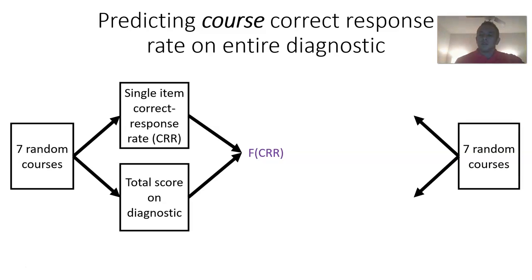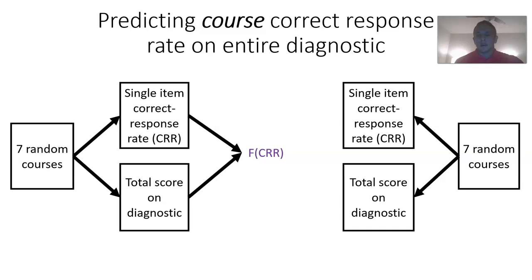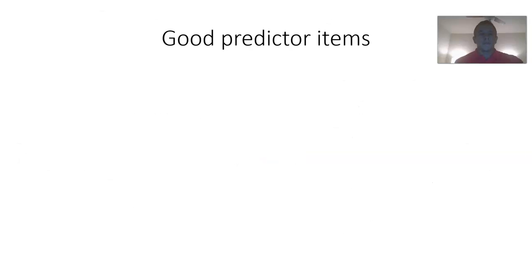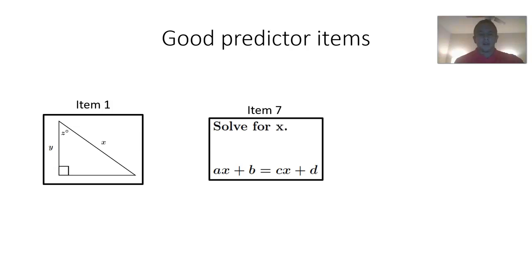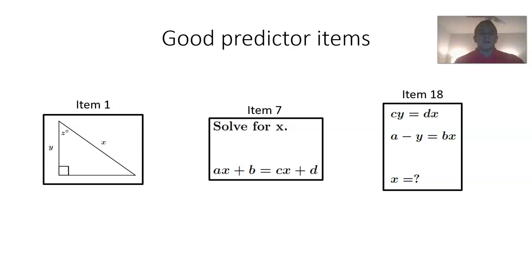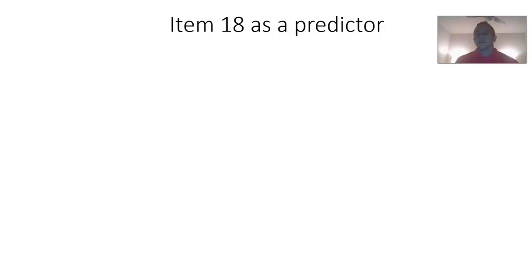We can do that with 7 other random courses, and it turns out we have 14 courses in this 1,900 student sample, and they actually all point towards the same model. These are some of our good predictor items, the single items that we evaluate to predict on. Item 1 is solving a right triangle, solving for the hypotenuse. Item 7 is just an algebra problem, solve for x, symbolic coefficients. Item 18 is simultaneous equations, symbolic coefficients. So item 18 is a predictor.